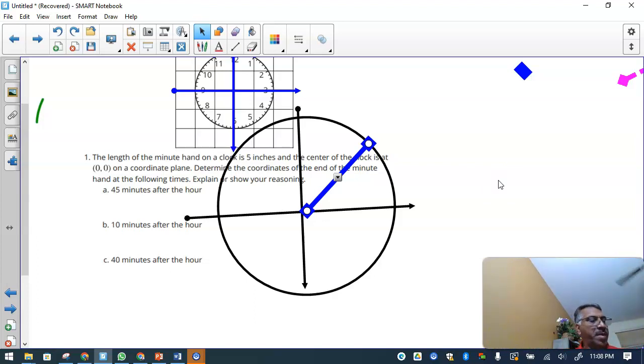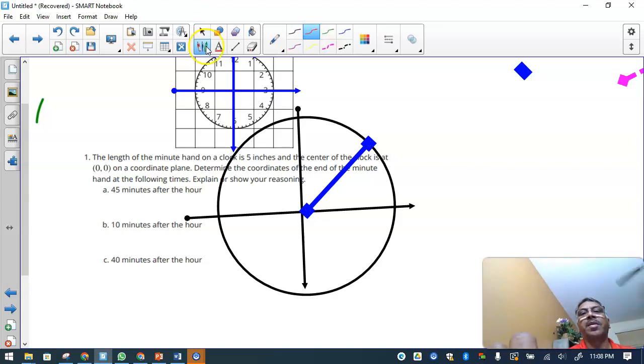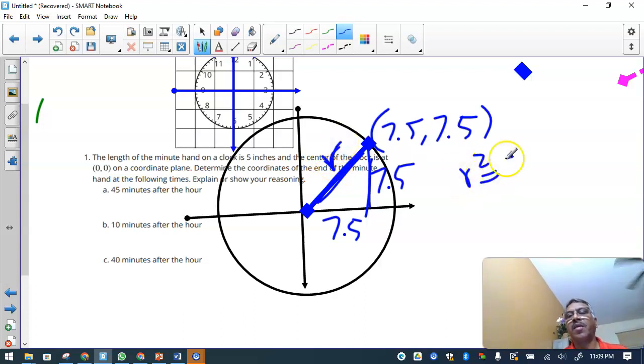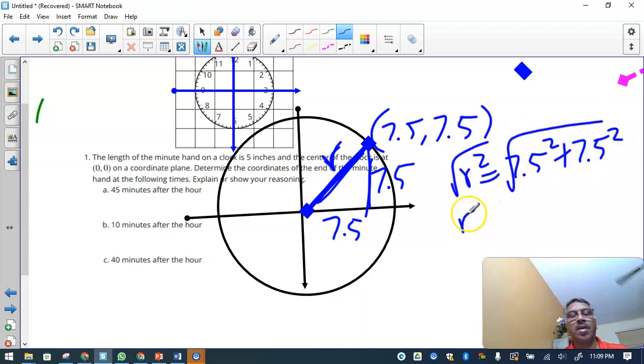If you see on your paper, it is given to you as 7.5 and 7.5. The question is, what is the minute hand? So this will be 7.5, this will be 7.5, and you can use the Pythagorean theorem. Call the unknown the radius r here. So r squared is 7.5 squared plus 7.5 squared, and if you take the square root of this, you end up getting 10.6.